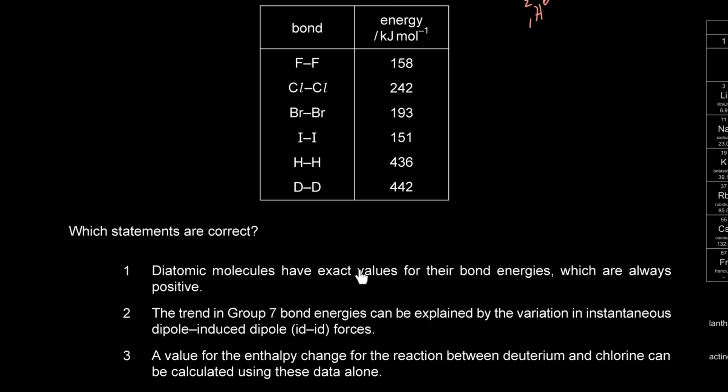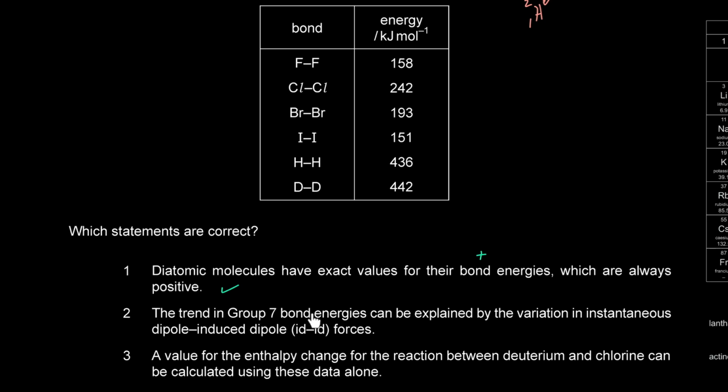Diatomic molecules have exact values for their bond energies which are always positive. Statement 1 is true. We can determine the exact bond energies for diatomic molecules, and bond energies are always endothermic. The bond energy is just the energy required, which means that it's positive. It's the energy needed to break 1 mole of covalent bonds in the gaseous state.